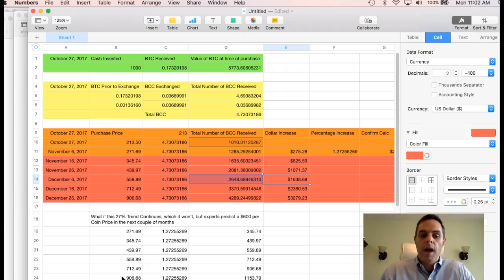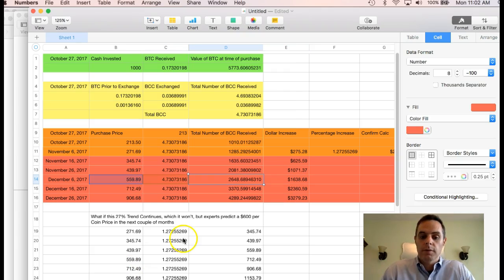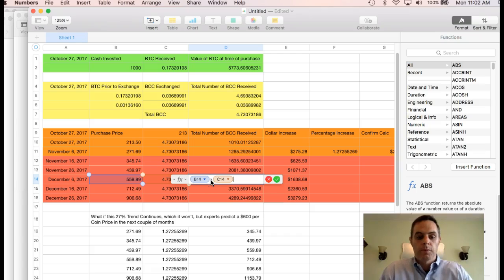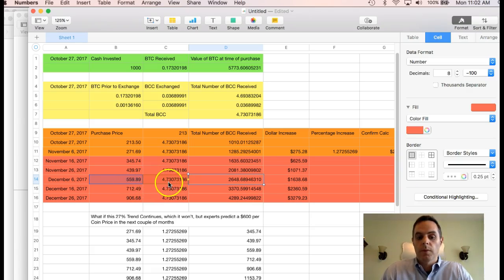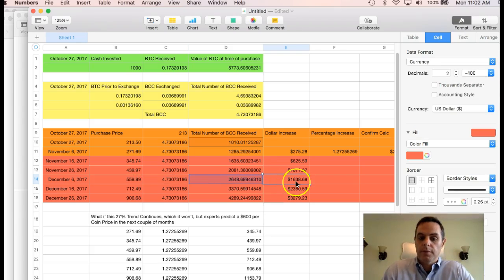If it's at $559, and I saw that same amount of coins, right? So again, simple math here. I'm just multiplying the price of the coin times the number of coins that I have, right? $559.89 per coin times my 4.7 coins. That's worth $2,648. And then the actual dollar increase, from my perspective, my $1,000, I will have earned an additional $1,638. Again, in a relatively short period of time.